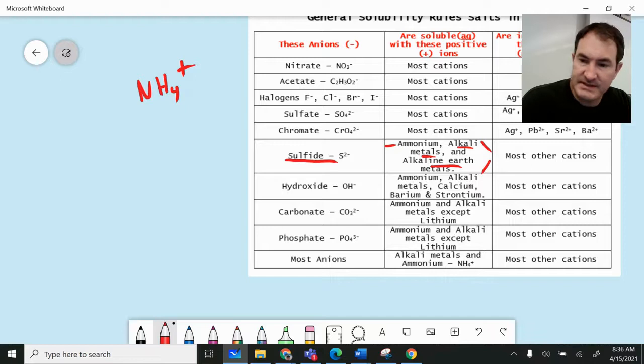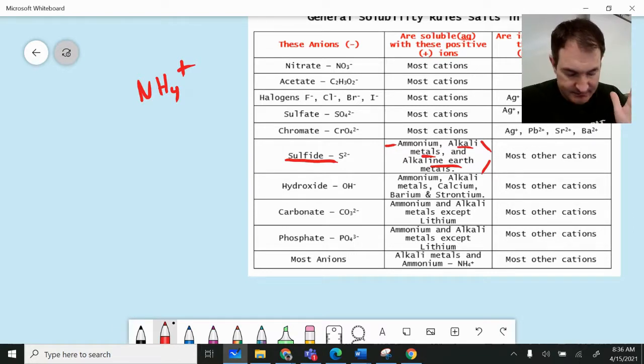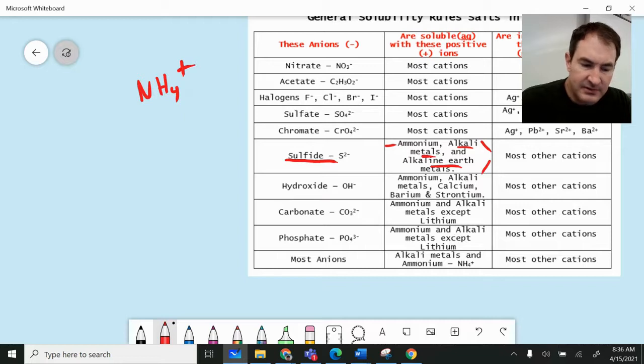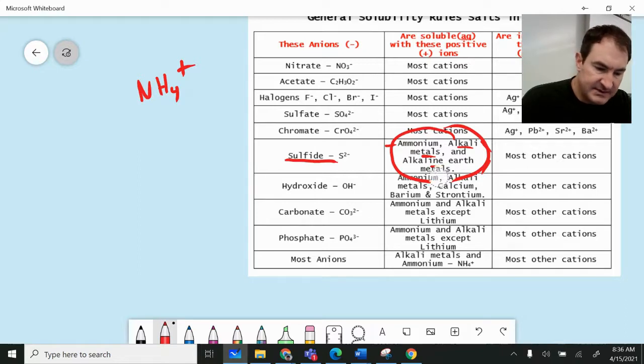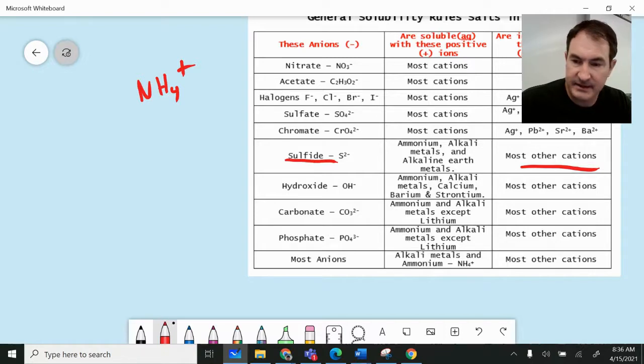So the first group is hydrogen, lithium, sodium, potassium, all those in the first group. Those are the alkali metals. The alkaline earth metals are next door to that, calcium and barium, and all of those in that group. So copper does not fit any of those. We need to check all of those to make sure it doesn't fit. It does not fit. And so it's going to fit over here with most other cations.